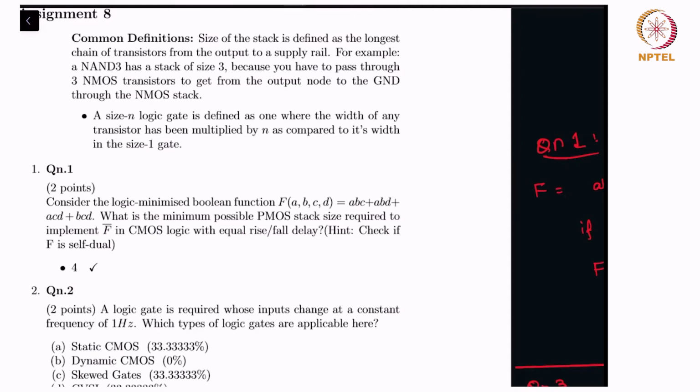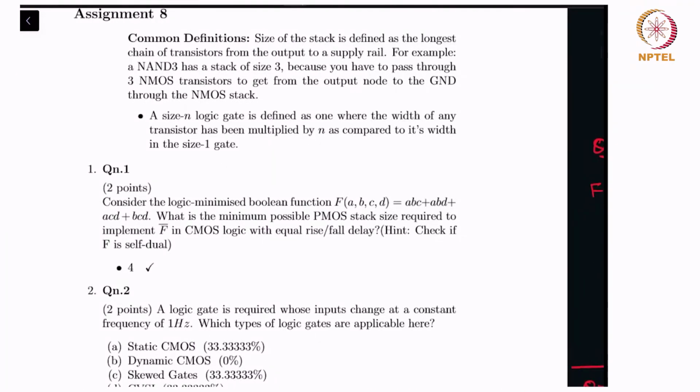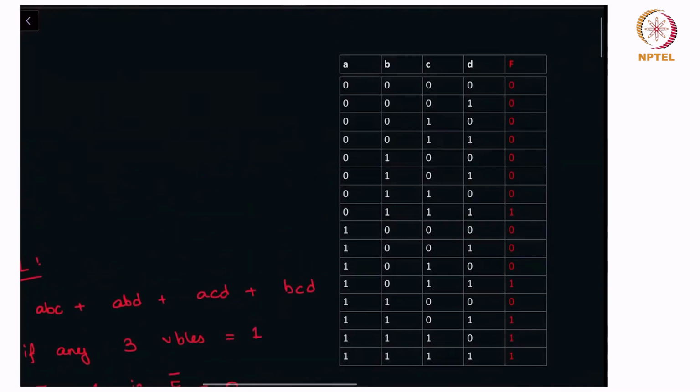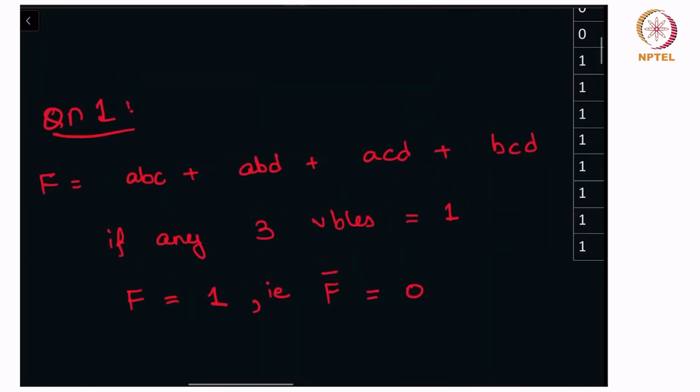So the hint is to check if f is self-dual. So let us do that. First, an analysis of the expression of f says that if any three variables are equal to 1, for example, let's say a equal to b equal to c equal to 1, then this expression will become 1, and so therefore the entire sum will become 1, right?